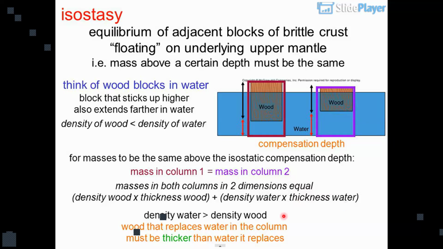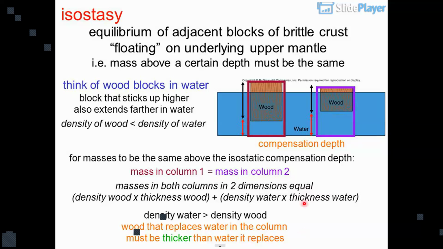Density of water is greater than the density of wood. That is why the wood is able to float inside water. Wood that replaces water in the column must be thicker than the water it displaces.